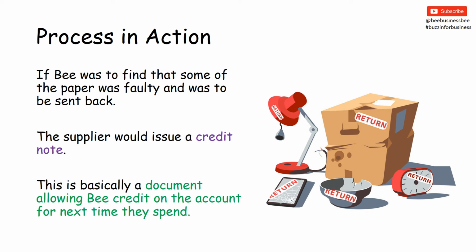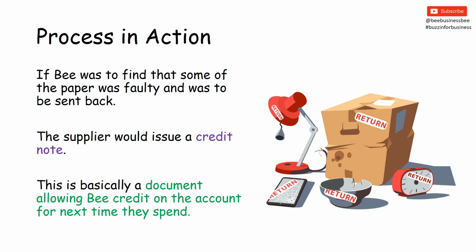So then of course B might say, for example, they found that some of the paper was faulty and it wasn't as expected. So they ring up the supplier and the supplier says to send it back. At this point now B would want a refund. So what the supplier would do typically is issue a credit note. Now a credit note is basically a document or an agreement in your account to say you can have that money back and it'll rest in your account until you place your order next time. And then we will knock that amount of money off your next order. So effectively it's giving you credit.